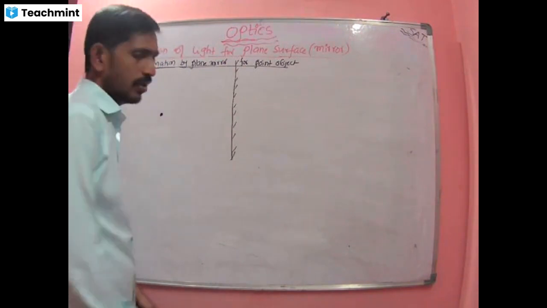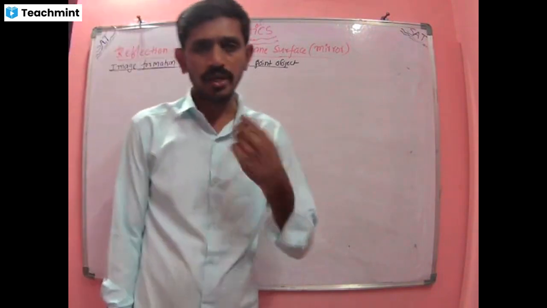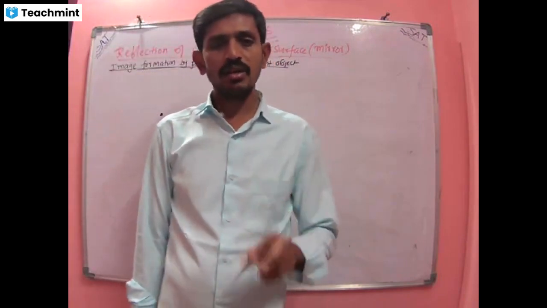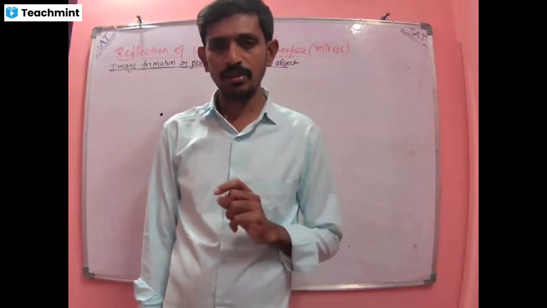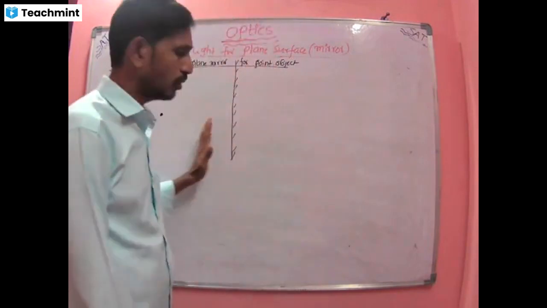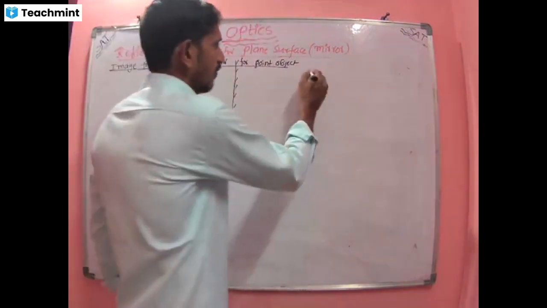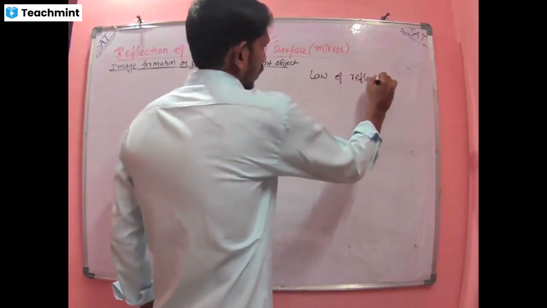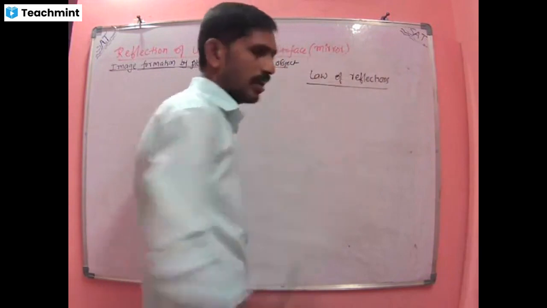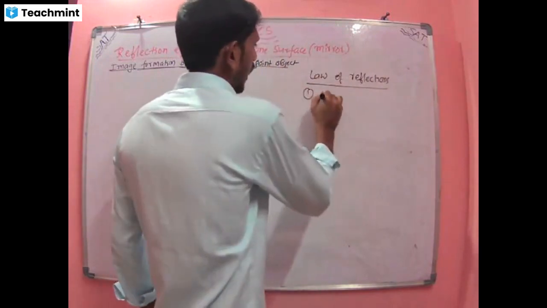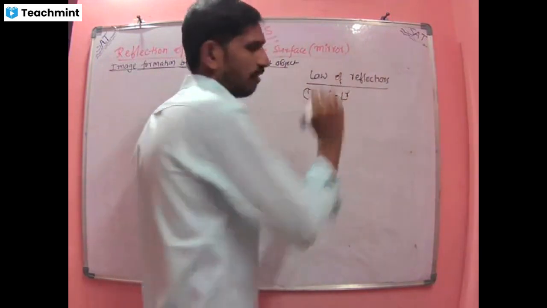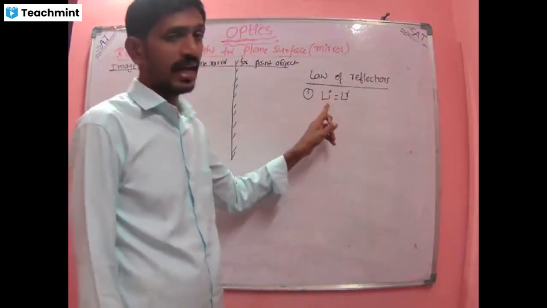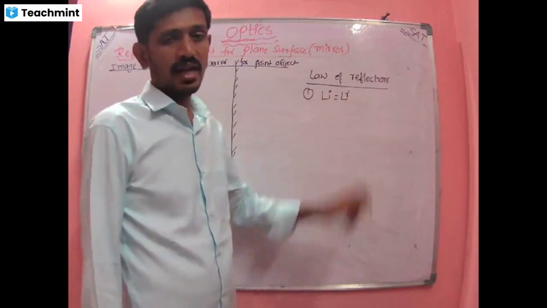You know that if you want to find the image in the plane mirror, we need to take a minimum of 2 incident rays. Before that, we should know the law of reflection. What is the law of reflection? The first law: angle of I is equal to angle of R. Angle of I is the angle of incidence. R indicates the angle of reflection.